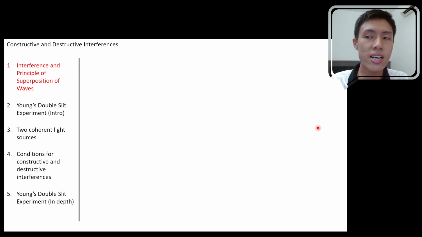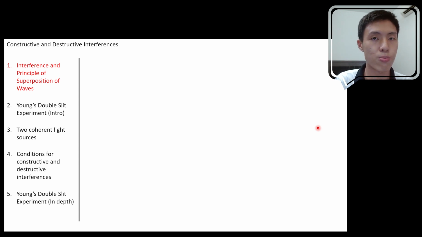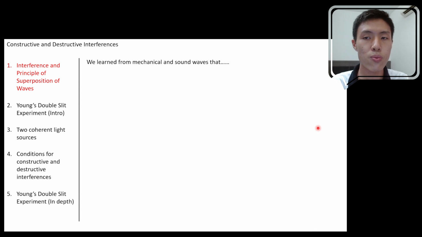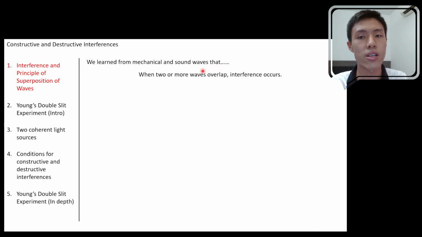To understand what will happen to the interference of the light waves transmitted through double slits, maybe we need to recall something we learned in the previous semester when we discussed standing waves. When we discussed standing waves, in the chapter on mechanical and sound waves, we learned that when two or more waves overlap, interference will occur. Interference is the requirement you need to create a standing wave.